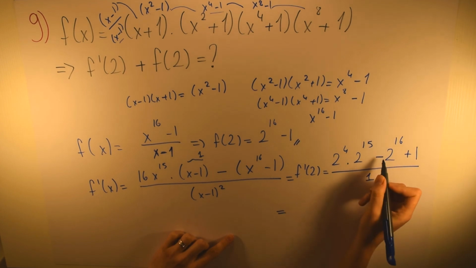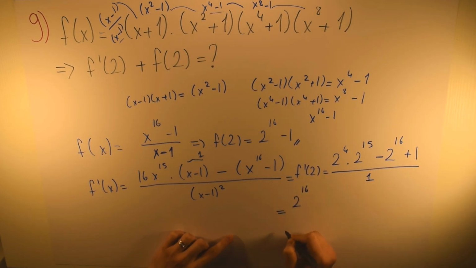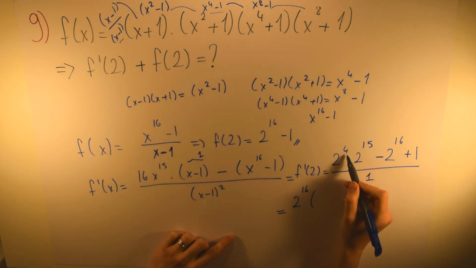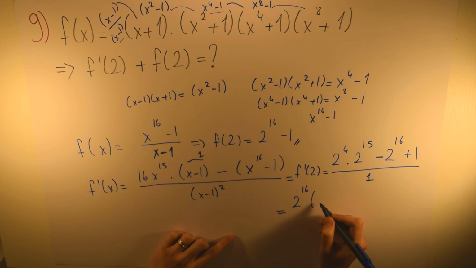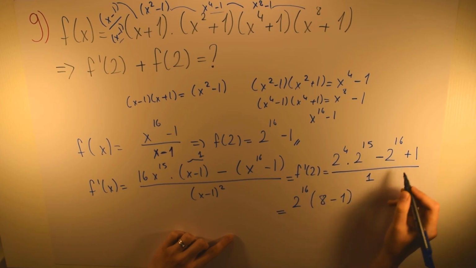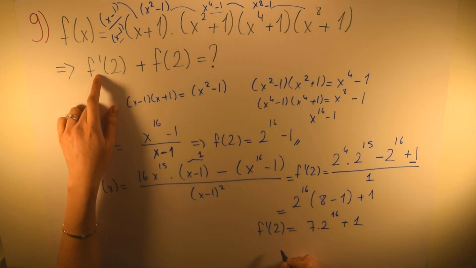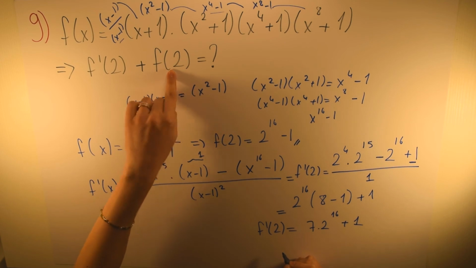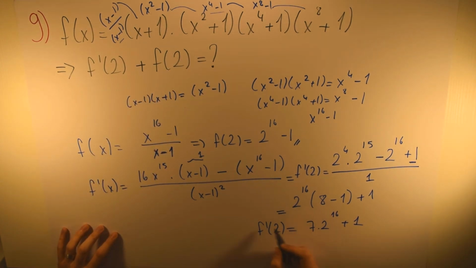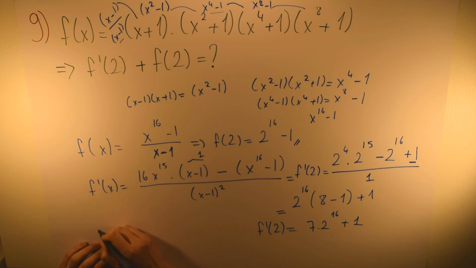So when I factor out 2 to the power of 16, here we would have 2 to the power of 19 minus 2 to the power of 16, so it will be 8 minus 1, and we also have plus 1, over 1, I don't need to write that one. So the derivative of f of 2 is equal to 7 times 2 to the power of 16 plus 1. So what was the question? The derivative of f of 2 plus f of 2. So let's do that. We have here 7. So f of 2 is equal to this one, right?